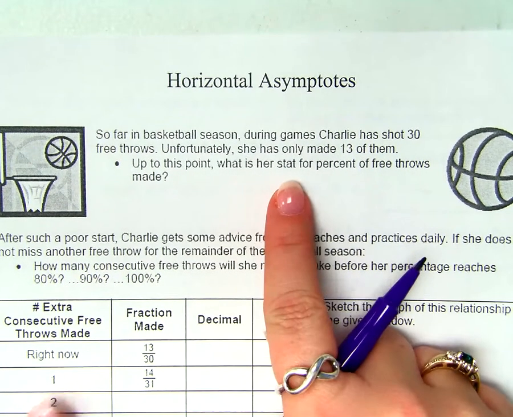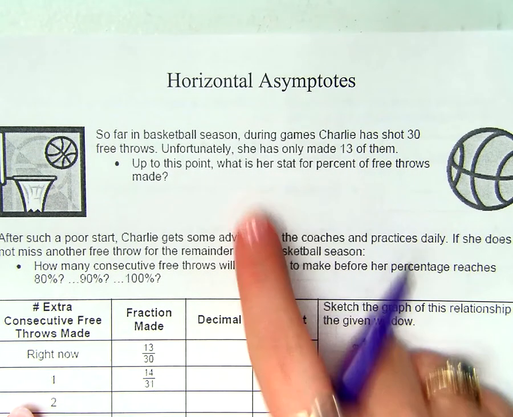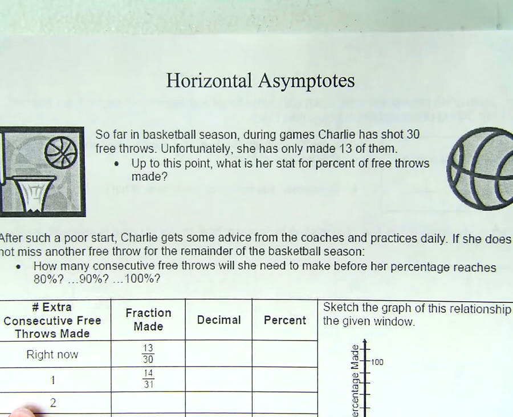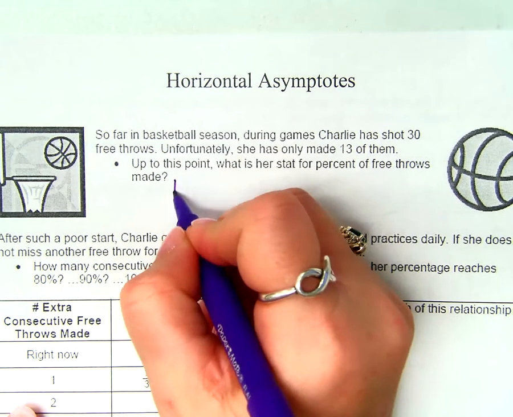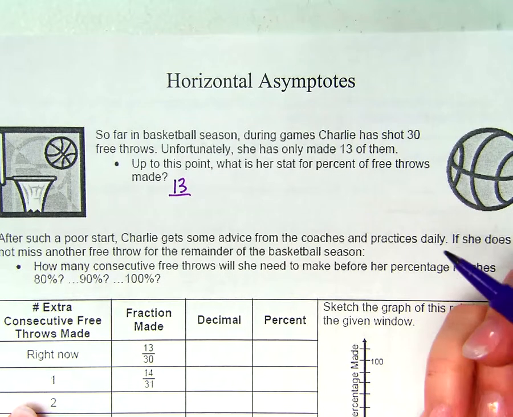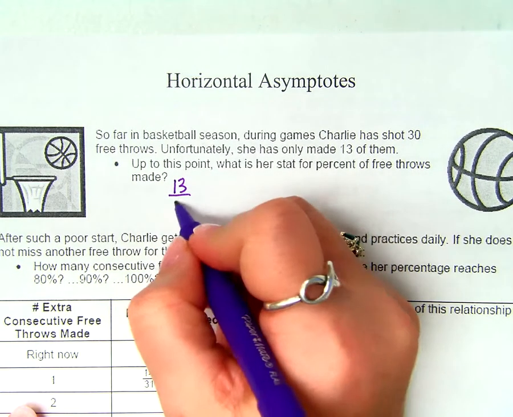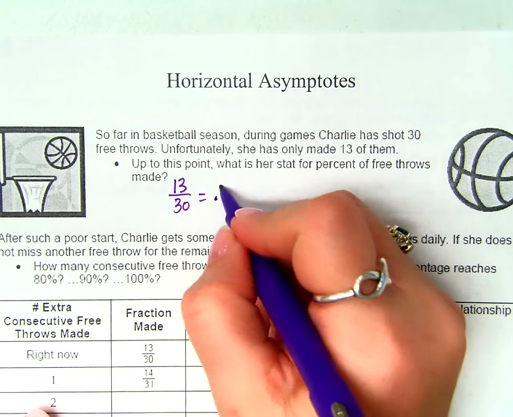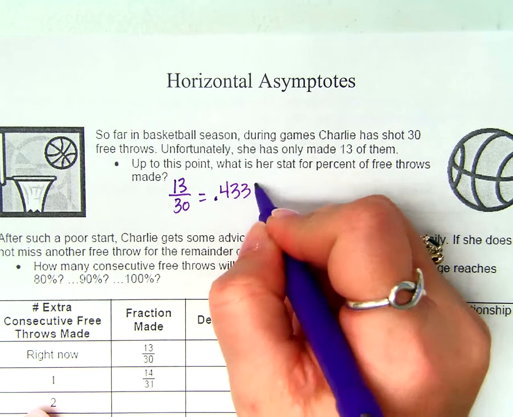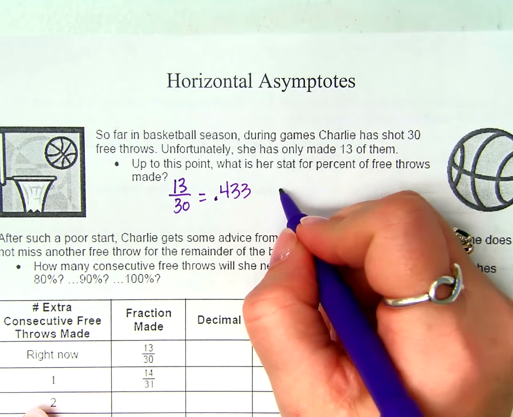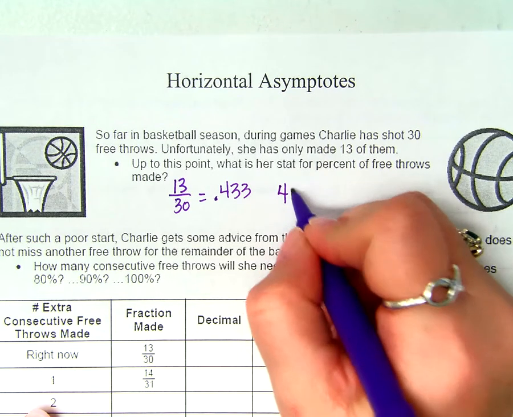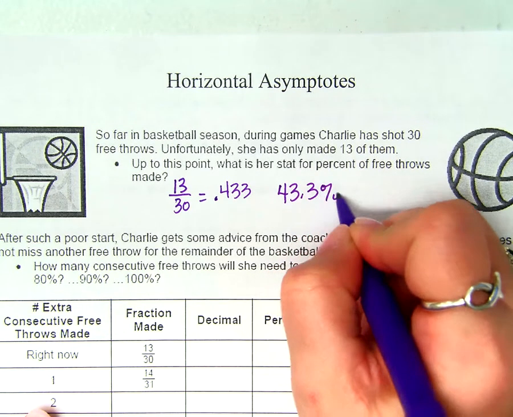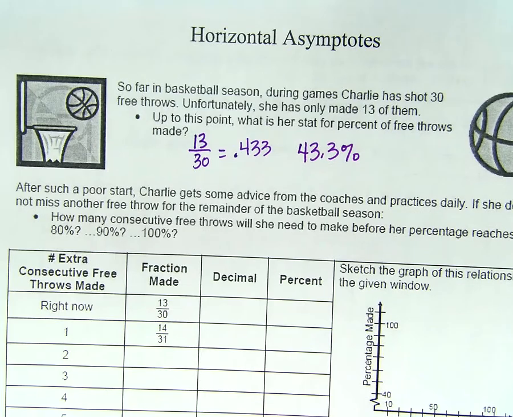So up to this point, what is her stat for percent of free throws made? Well, she made 13 out of 30, which equals what? 0.433 repeating, which makes her percentage what? 43.3%.